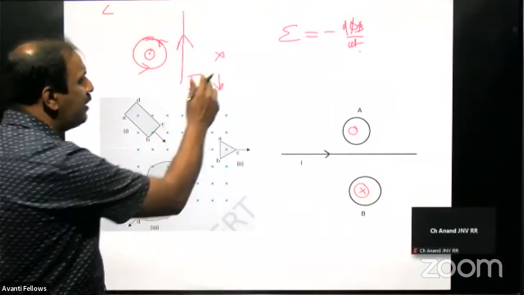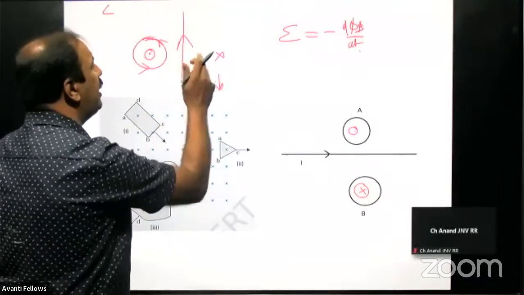Now you see here, if this arrow mark was upside, that is, if the current was increasing, what will happen? It should be opposite.